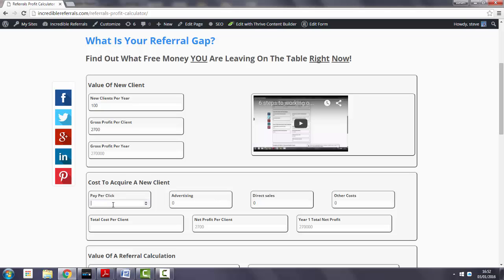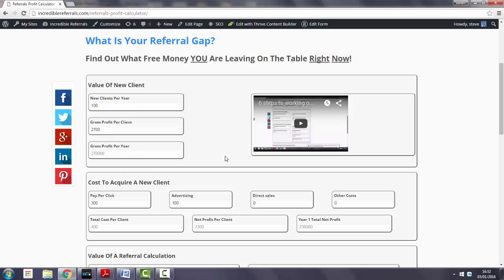So the next stage is we need to put in costs. We did put in £400 for costs to acquire this new client of value £2,700 profit. So the pay-per-click was 300 and the local advertising was 100. It doesn't really matter where you are with this. Your sales force could be direct sales, you've got to factor that in ideally, but then it spits out the cost here. The total cost per client is £400 to acquire a client of 2,700.